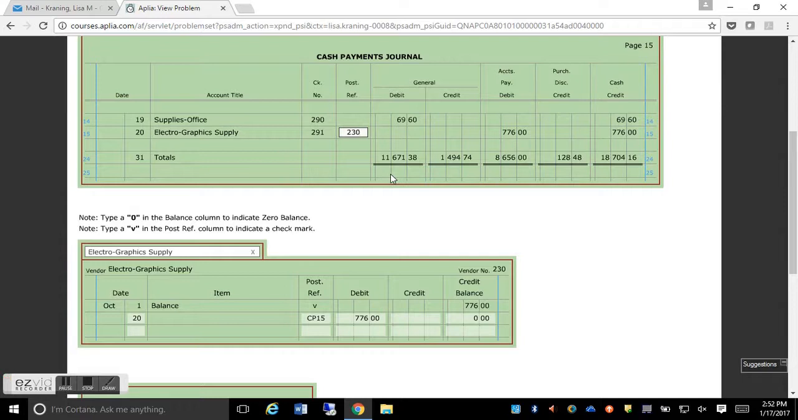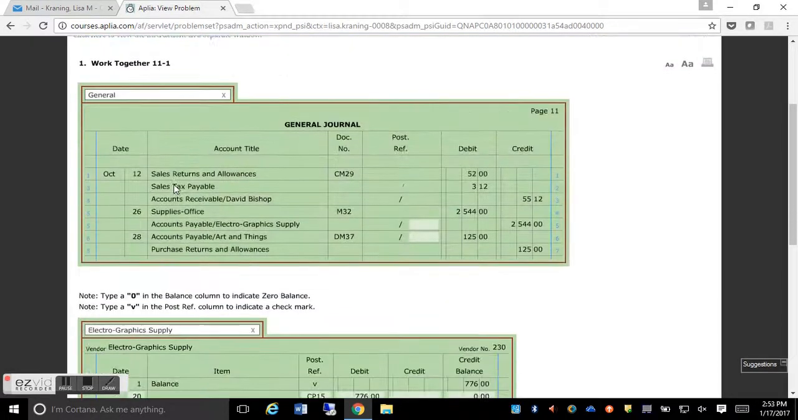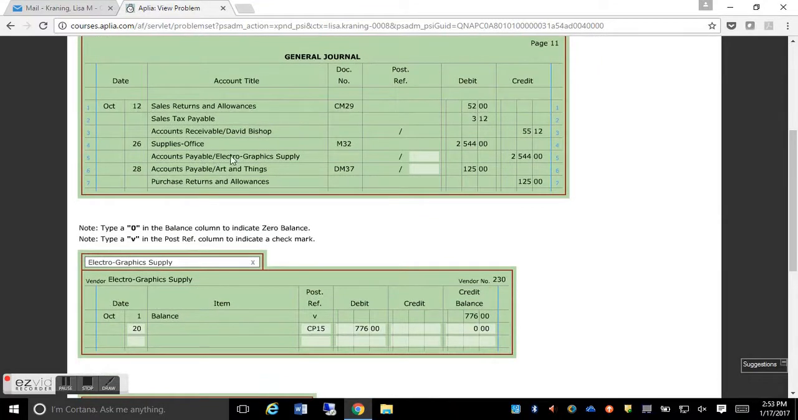Instruction number 4 says, post a credit entry on line 5 of the general journal. So you come find the general journal. Line 5, it says accounts payable Electrographic Supply. So you're going to come in and put the date of the 26th, because that is where I've got that from. And you're going to follow this over. It's in the credit column.